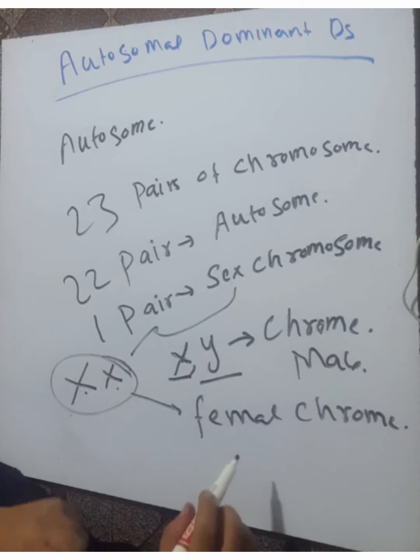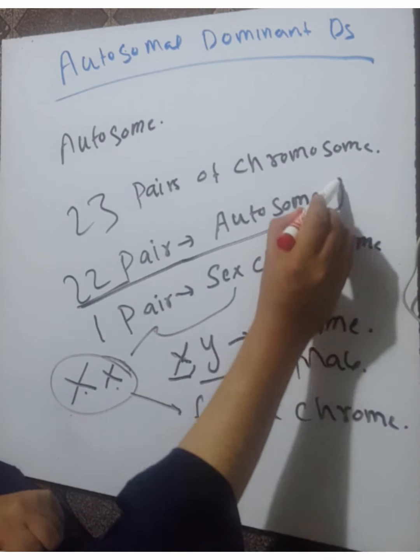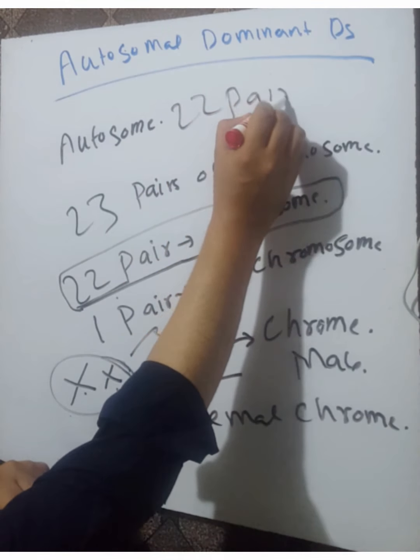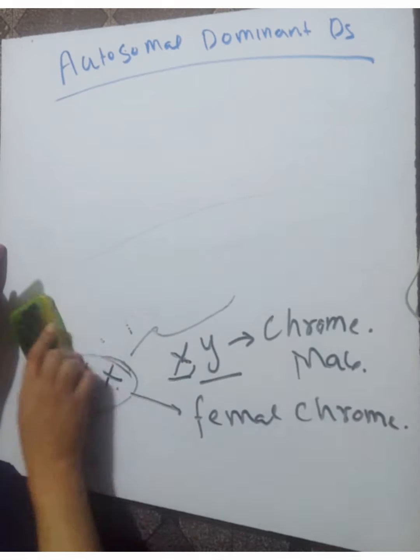So the autosomes are the chromosomes without the sex chromosomes. There are 22 pairs of autosomes. Now we will discuss the autosomal dominant disorders, then the autosomal recessive disorders. The autosomal dominant disorders are manifested in the heterozygous state.